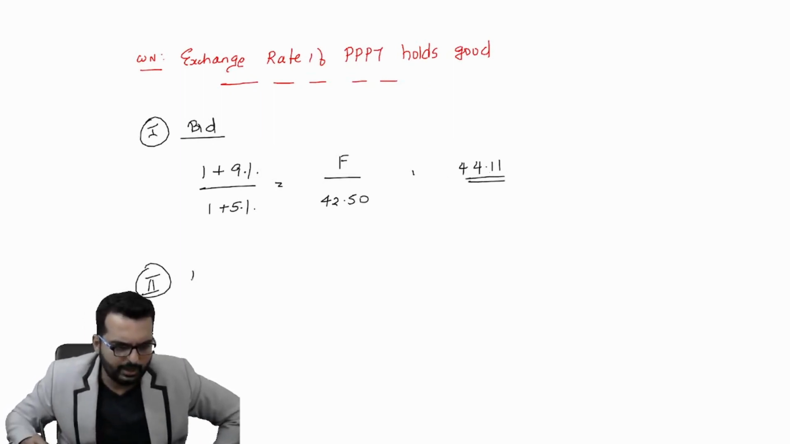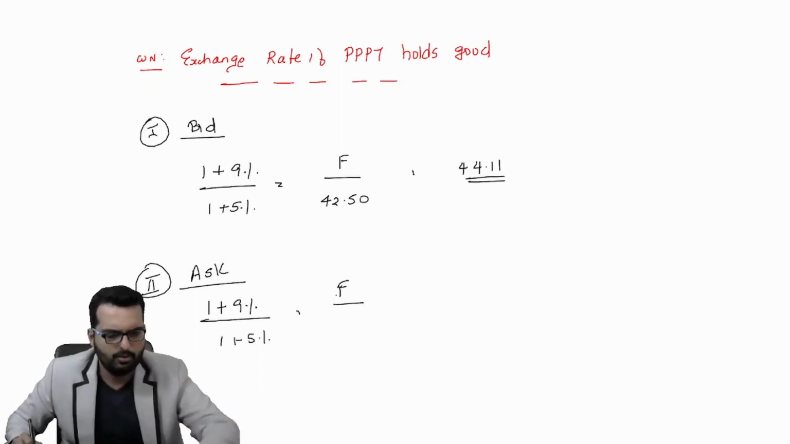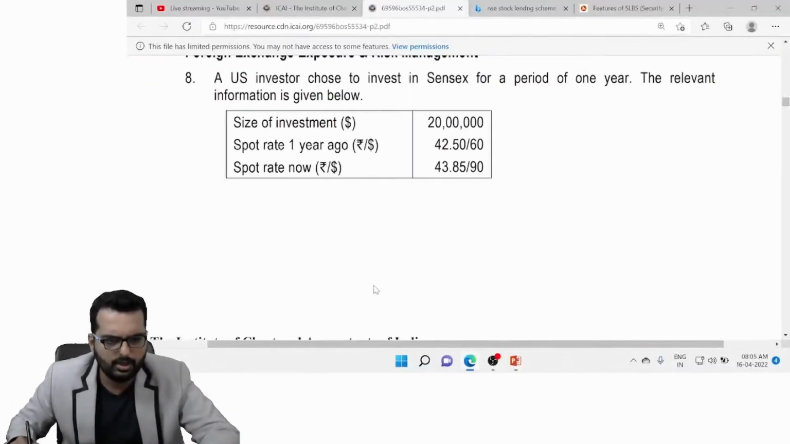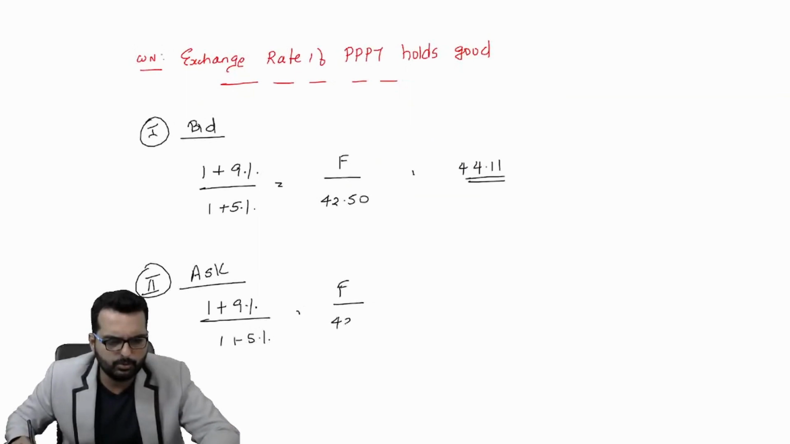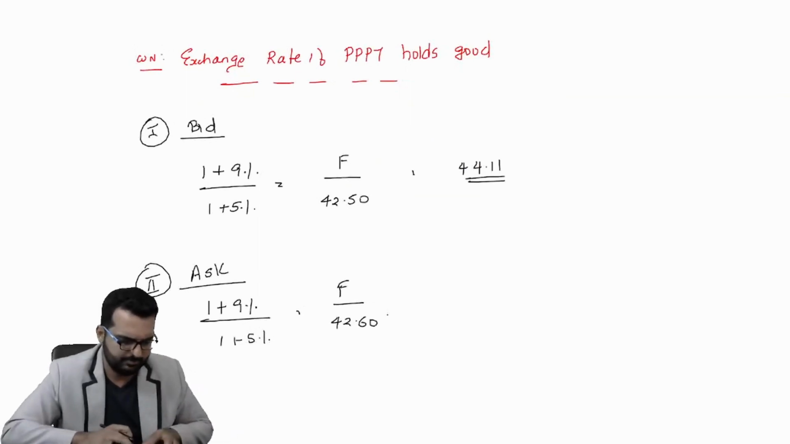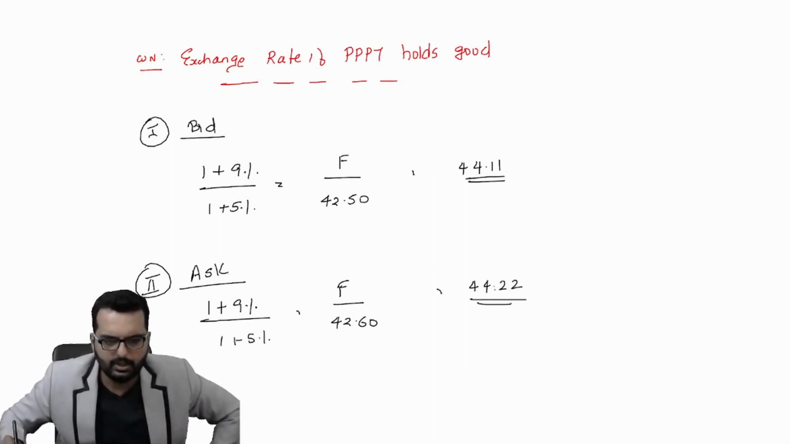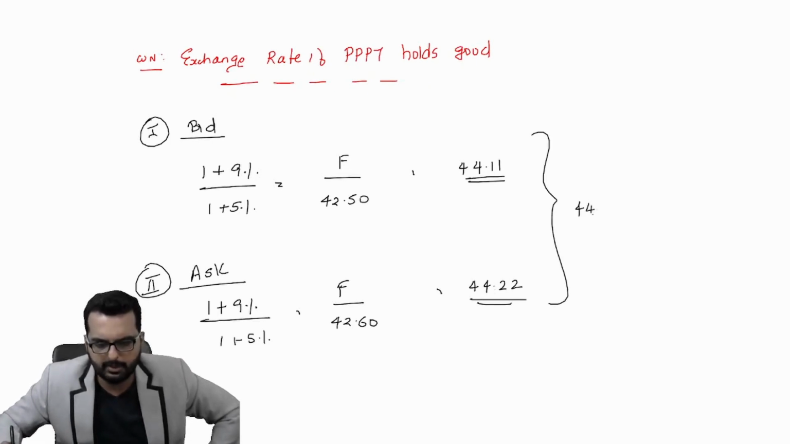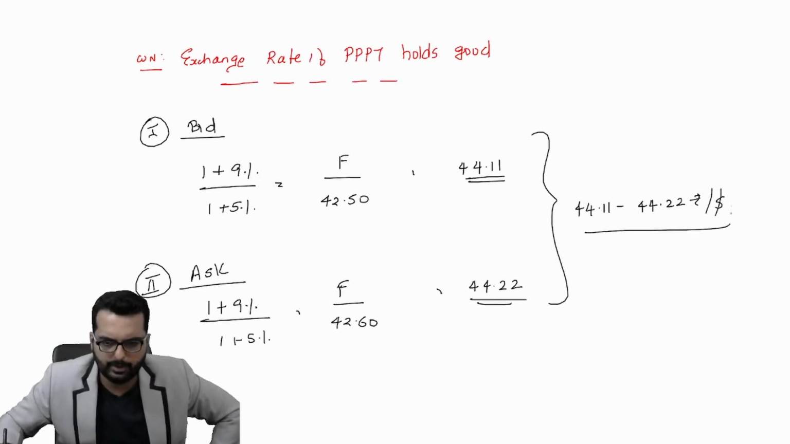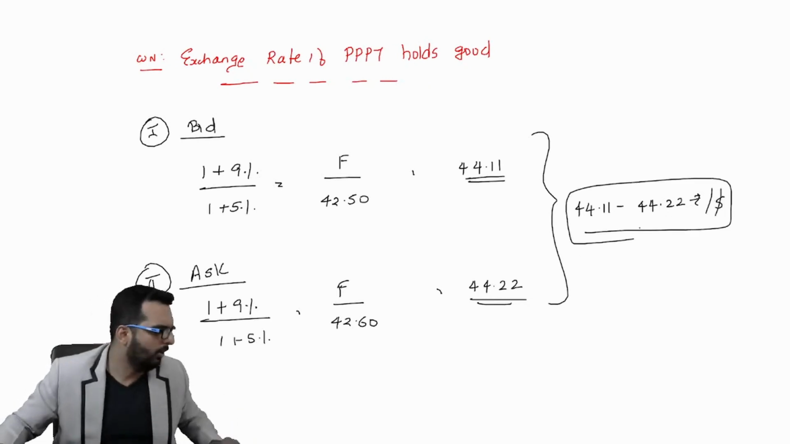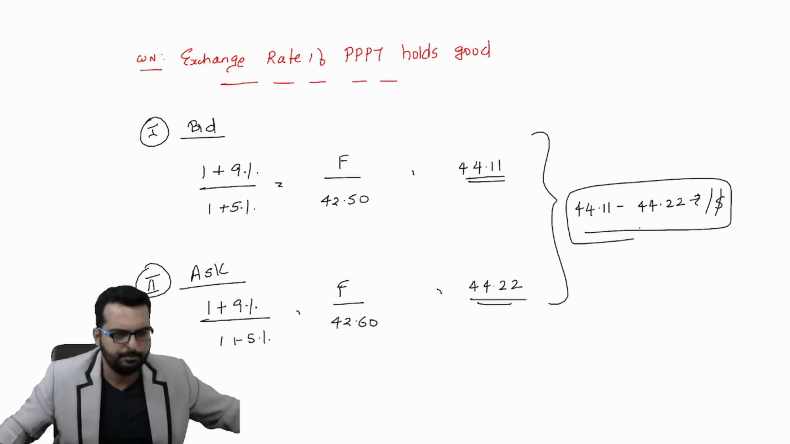And Roman number 2, I will put the ask rate. Forward divided by spot. So here it will be 42.60. I'll get the answer as 44.22. So the rate should be 44.11 hyphen 44.22 rupees per dollar. Can you write down this in your books now?